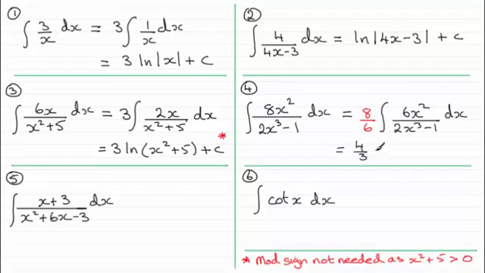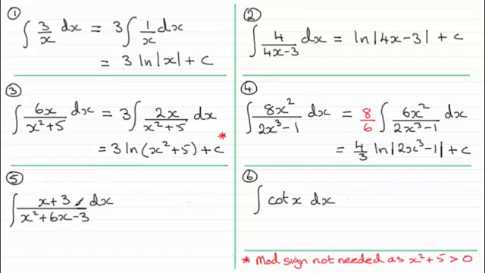4/3 then multiplied by the natural log of the modulus of that denominator. And I have to write a modulus sign around this one because I've got x cubed. If x was a negative number, then clearly this term would be negative. Take away another one, it's going to stay negative. So a modulus sign is definitely needed there.